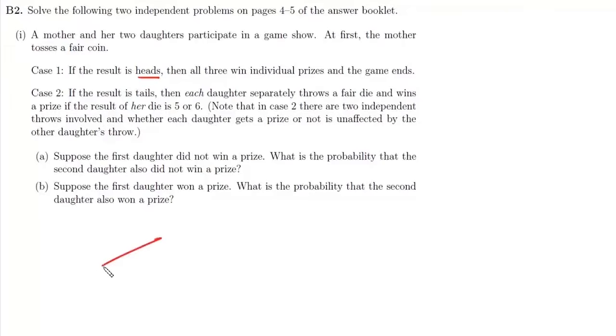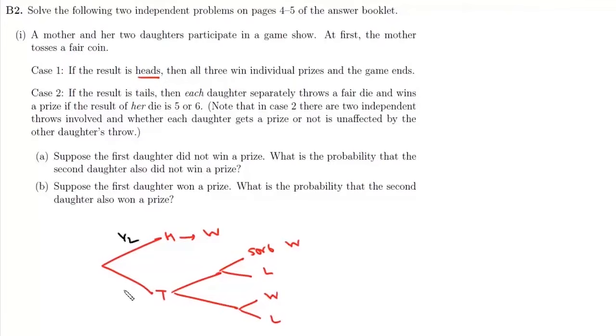Now first, mother tosses a coin, and if she gets heads, then all of them win. And if it is tails, then both the daughters roll a die, and if they get 5 or 6, they win, else they lose. So for both of them, we'll have these conditions. Getting a heads, it is 1 by 2. Getting a tail, probability is 1 by 2. Daughter 1 winning, her probability is 1 by 3. Losing is 2 by 3. And the same way for second daughter, it will be 1 by 3 winning and 2 by 3 losing.